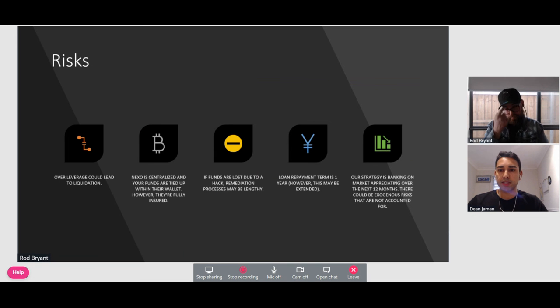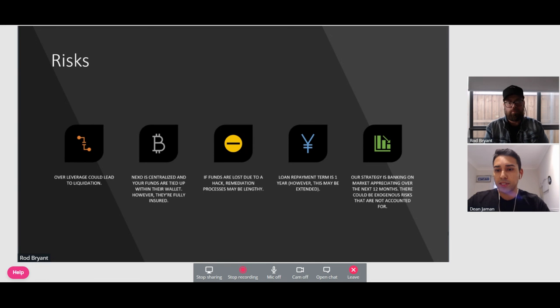Yeah, so the first risk that I can see here is over-leveraging. If someone goes crazy and says, I'm going to borrow up to 50%, max out my capacity, and it dumps more than 50%, you'd be stuck in a hard place. It has to top up your account, which would not be ideal.